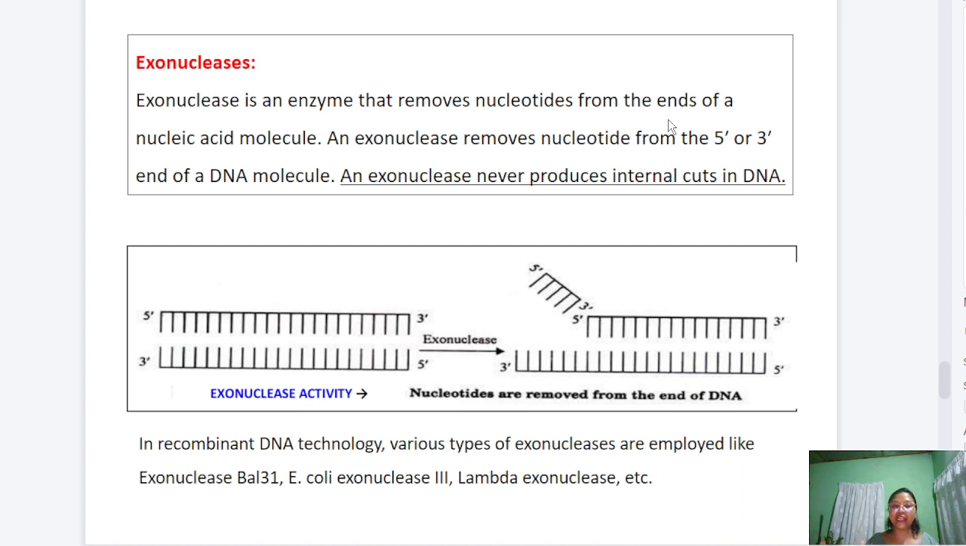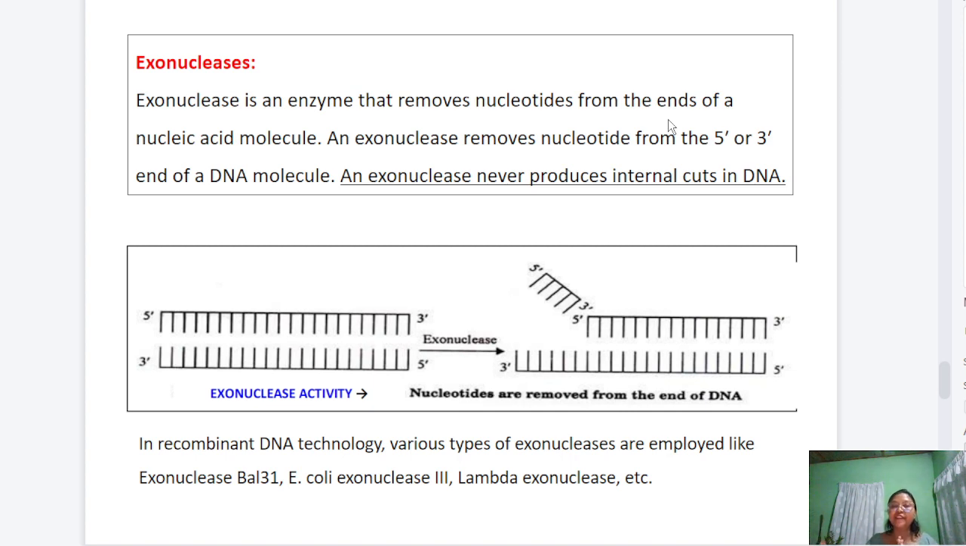So basically these exonucleases do not necessarily cut only from the 5' end, but they can cut from the 3' end also. And exonuclease never produces an internal cut. Just like we have seen in the type 1, type 2, and type 3 restriction endonucleases, where if they recognize a target sequence, they are going to cut the specific DNA sequences and produce fragments. So it means that they are going to cut the DNA in between.